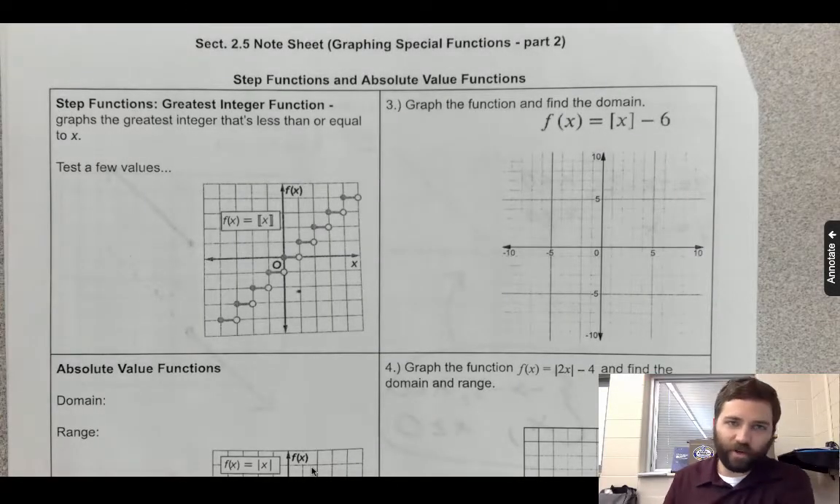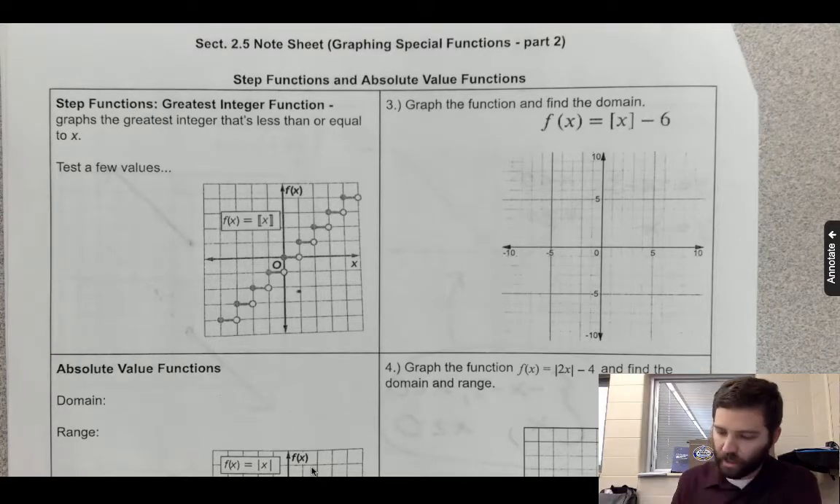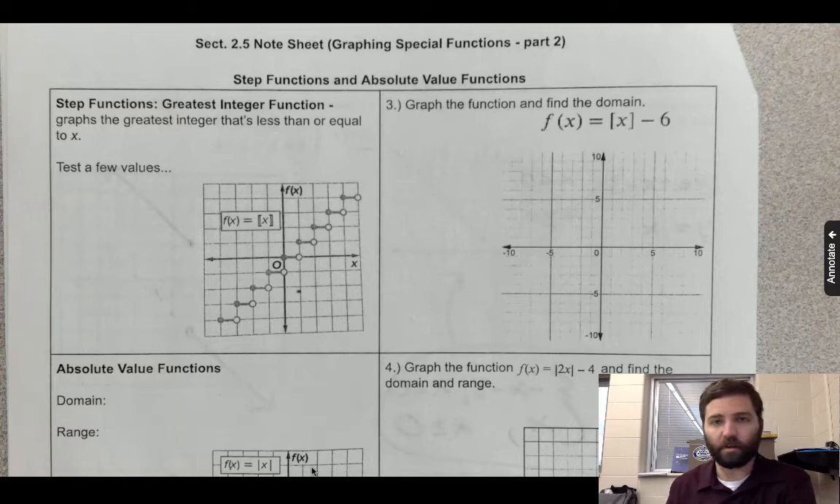All right, section 2.5, part 2. We're going to be graphing special functions right now. This is just sort of a hodgepodge of different interesting functions. We talked about piecewise defined functions at the beginning of 2.5. Today we're going to talk about step functions and absolute value functions.